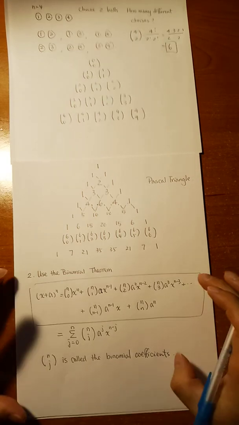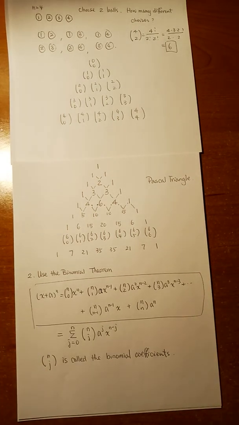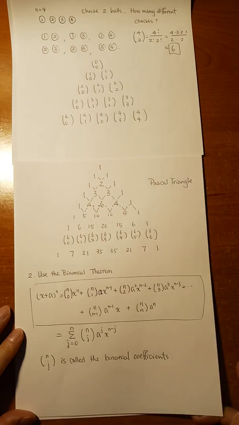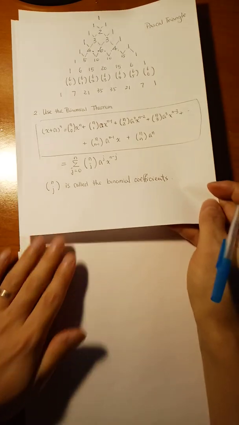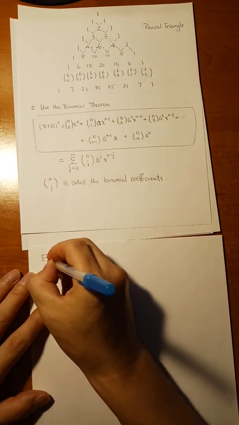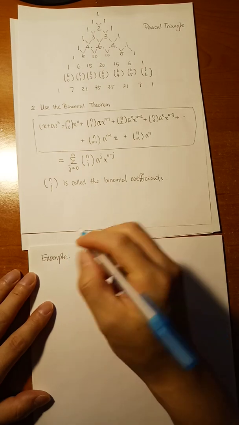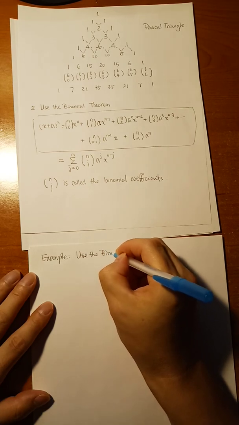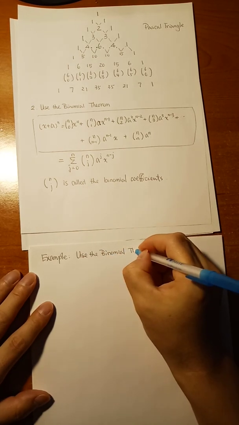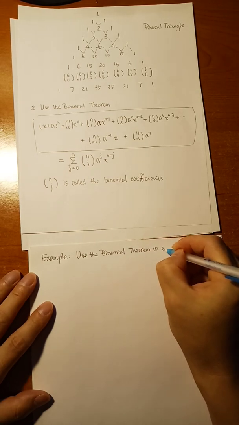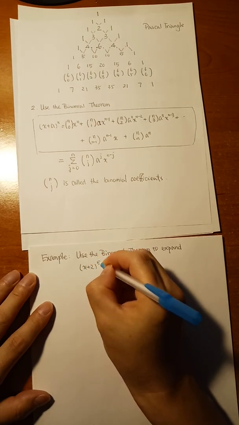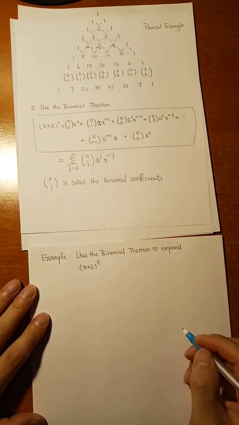All right, so this is the binomial theorem. We are going to see how we use this theorem to expand this power. See example. Use the binomial theorem to expand x plus 2 to the 5th power. x plus 2 to the 5th power.